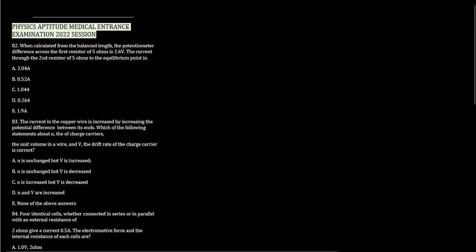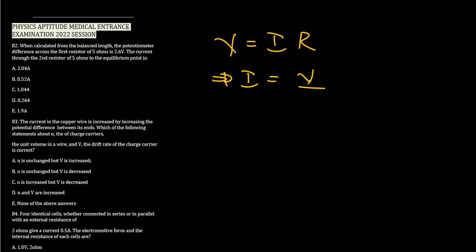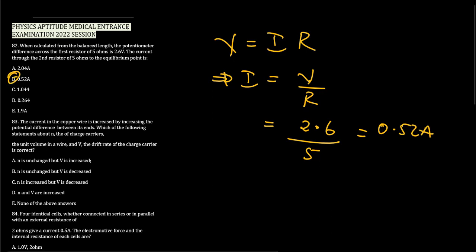A. Question number 82. When calculated from balance length, a potentiometer difference across the first resistor of 5 ohms is 2.6 volts. The current through the second resistor of 5 ohms to the equilibrium point is ABCD. So we have the voltage drop across the second resistor will simply be given by IR. So it means the current I will simply be equal to V divided by R, which is 2.6 divided by 5 ohms, and so it gives us 0.52 amperes. So the correct option is B.